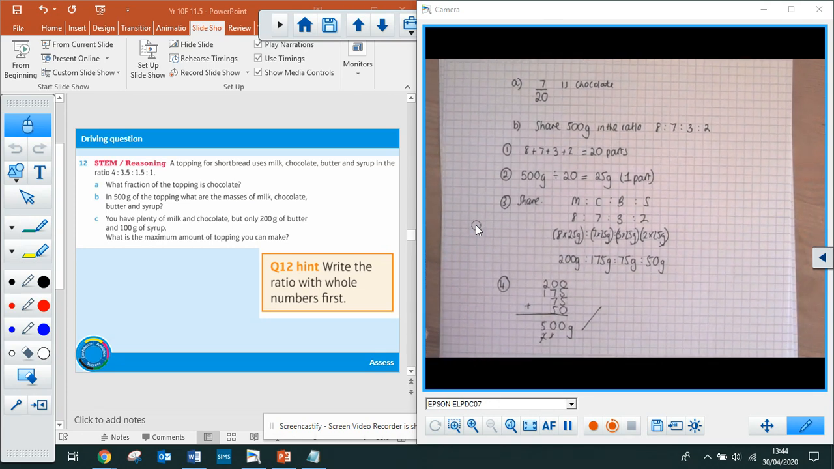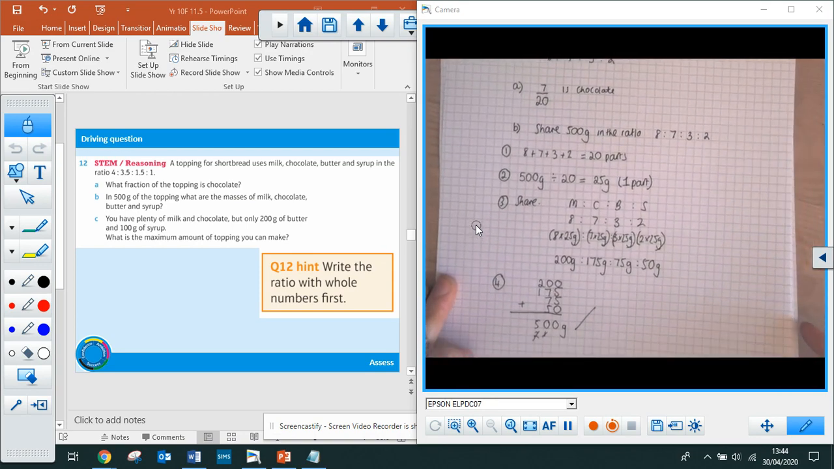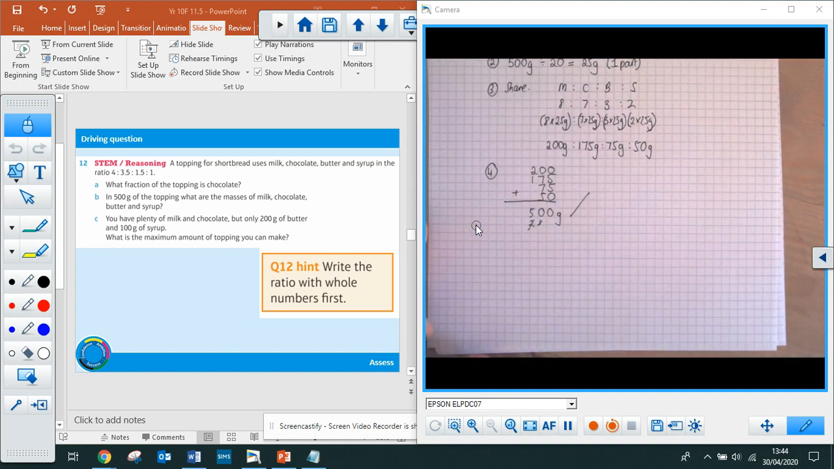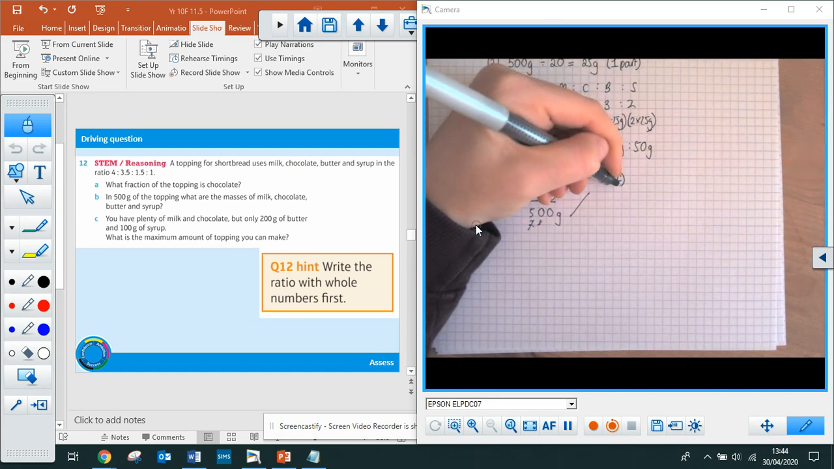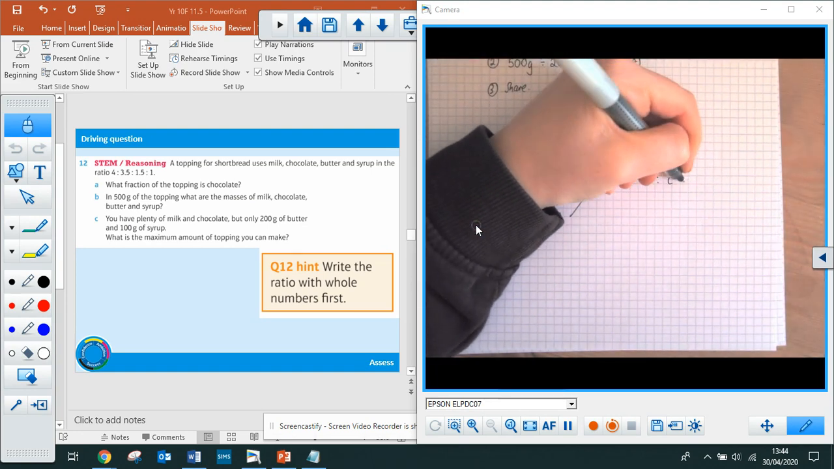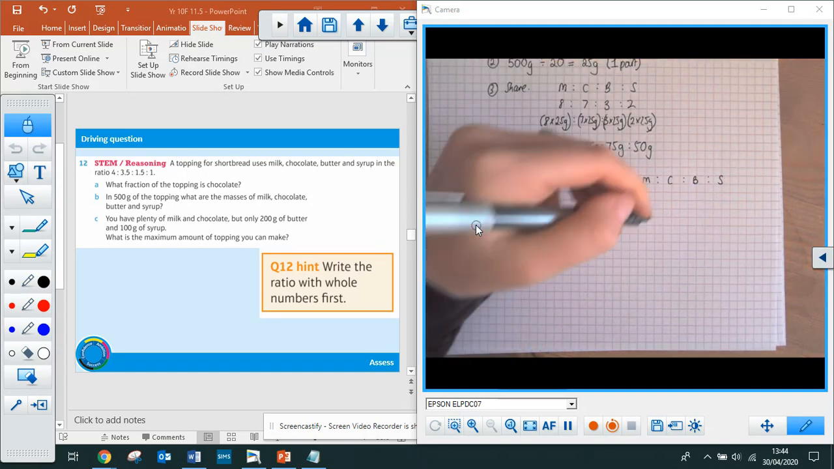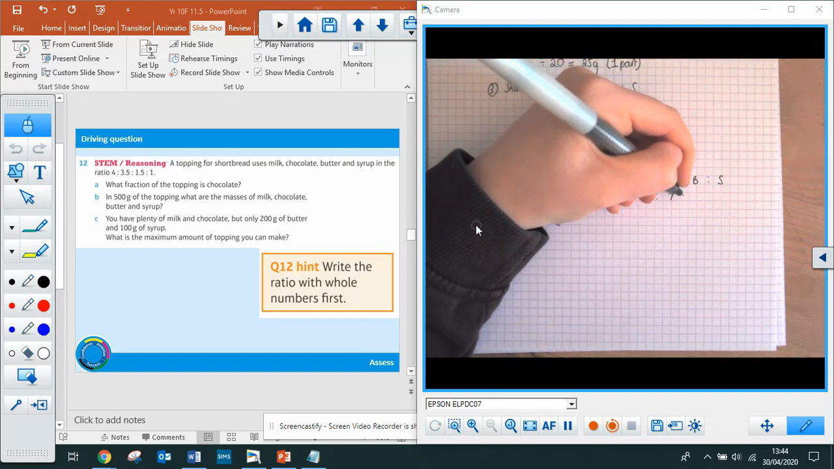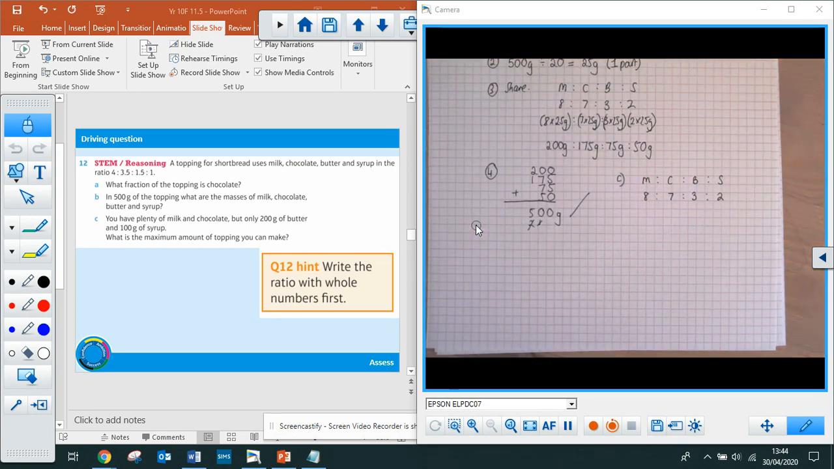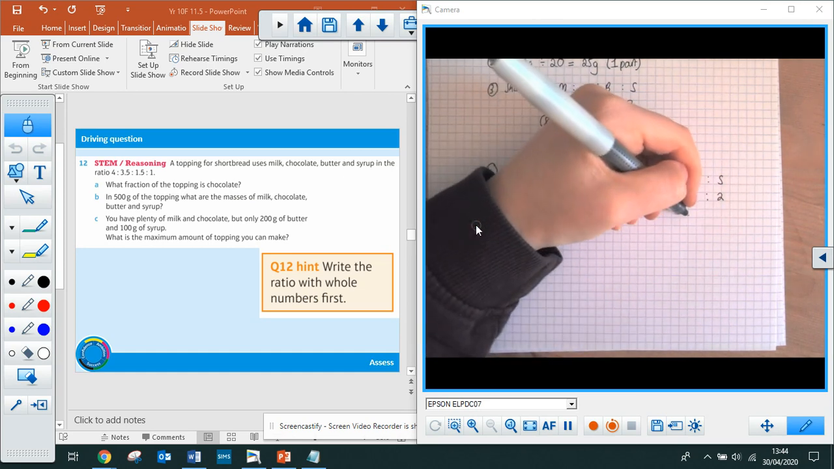Part C says, it's a different one, it's like what we've just done previously. Let me just make some more space. So part C says, you have plenty of milk and chocolate, but only 200 grams of butter and 100 grams of syrup, okay? So I'm going to write out my ratio. I'm just going to do that slightly to the side so I can just use the rest of this piece of paper. So I've got milk to chocolate to butter to syrup. In my ratio, 8:7:3:2.